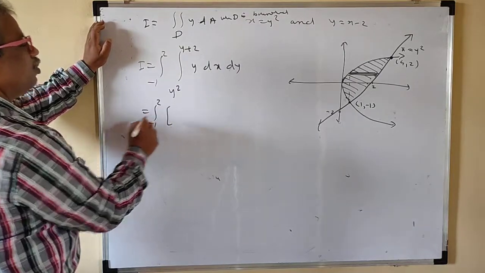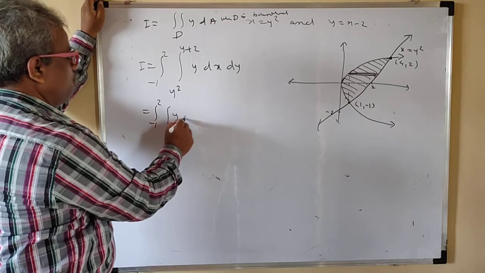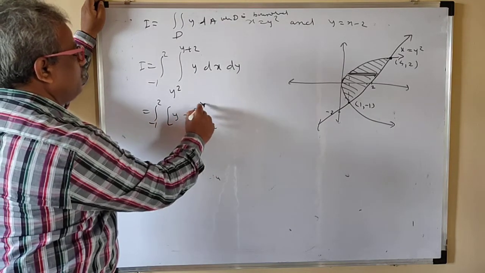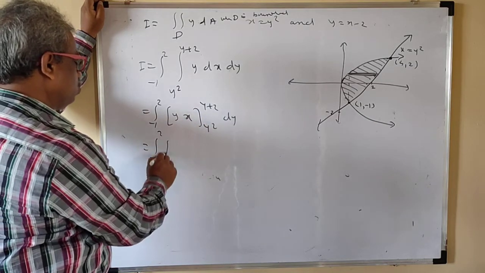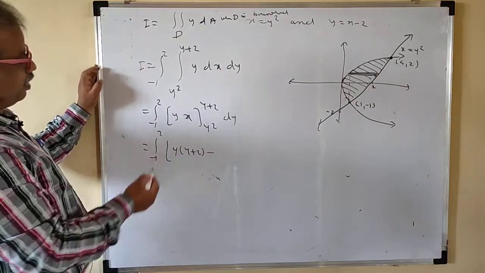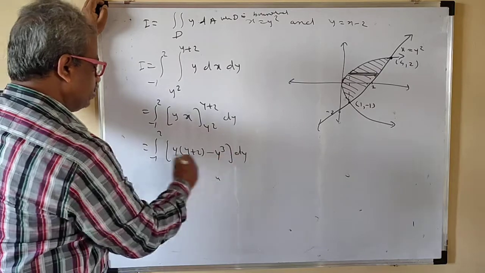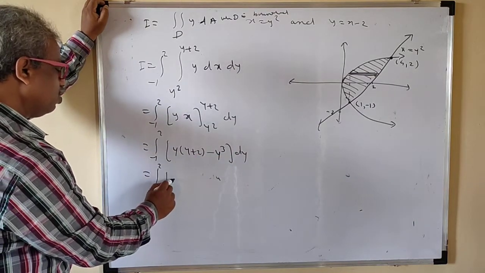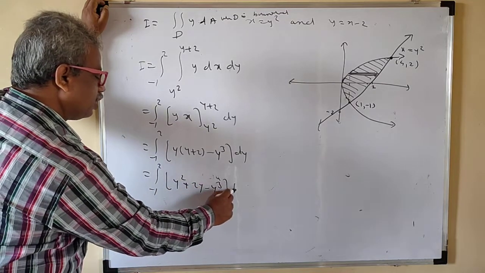Okay, so now this is the integral from -1 to 2. We integrate with respect to x, so this is yx, from y squared to y plus 2, dy. So this is the integral from -1 to 2 of y into y plus 2 minus y into y squared dy. We put the upper limit and then the lower limit. We will simplify this and integrate: 2y plus y squared minus y cubed dy.